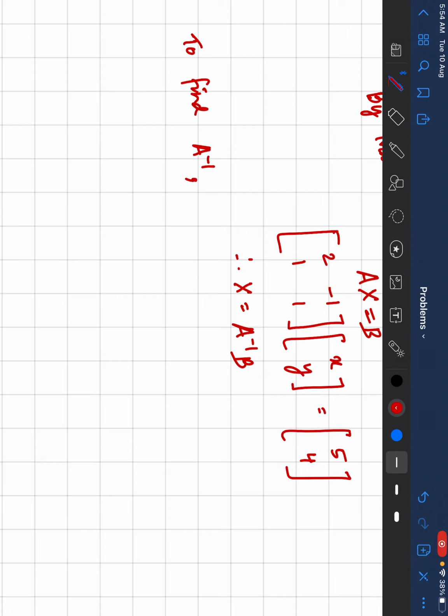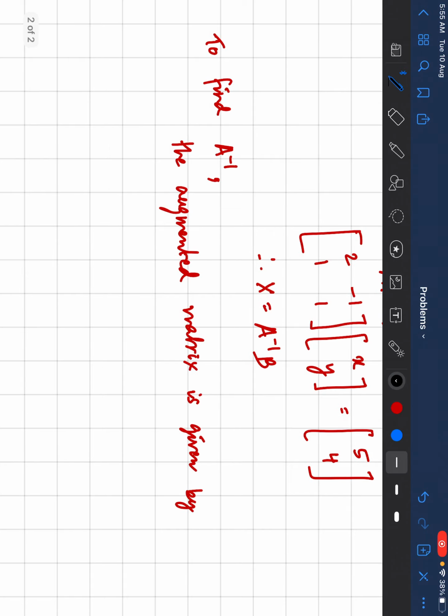the augmented matrix is given by, now how can I write this augmented matrix? First you can write the elements of A, that is 2, minus 1, 1, 1, and then a slash, 1, 0, 0, 1. This is your augmented matrix.